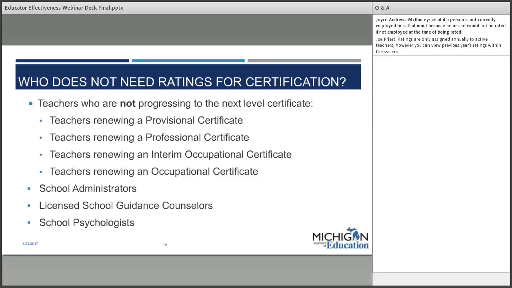Who does not need ratings for certification? So there are about 7 instances when an educator does not need ratings for certification. Most of them involve renewing existing certificates. If you're not progressing but renewing a provisional, professional, interim occupational, or occupational certificate, you don't need ratings, nor do you need them if you are a school administrator, licensed school guidance counselor, or school psychologist.